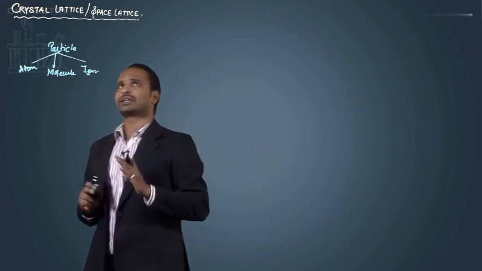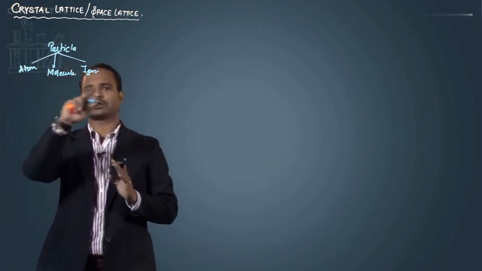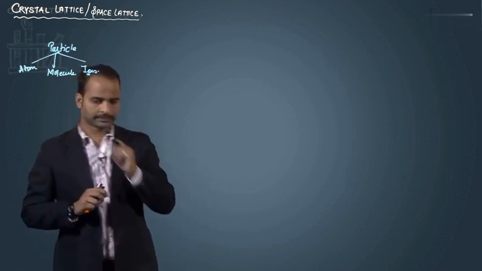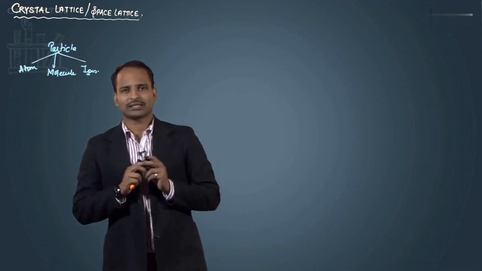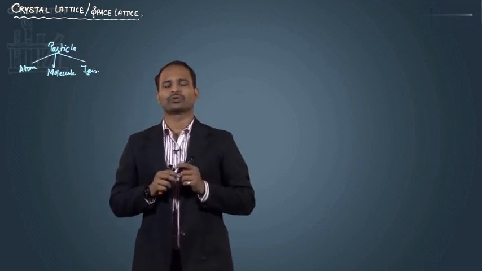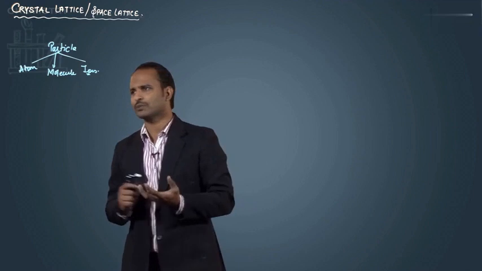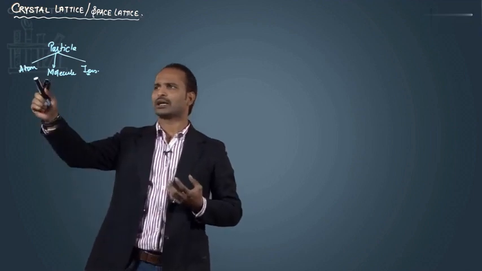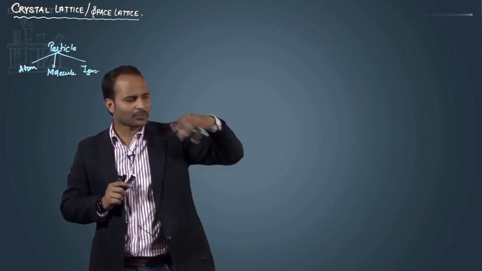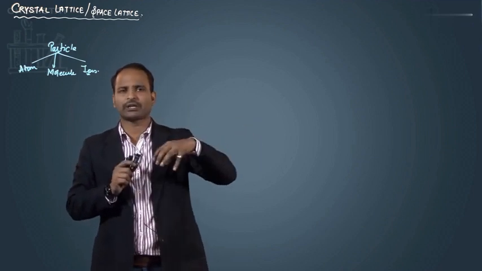Okay, so the crystal lattice or space lattice. Now what is a crystal lattice or space lattice? Suppose I have a solid and I want to know the shape or the arrangement of its particles. All the particles present in a solid are spherical in shape. Whether it is an atom, molecule, or ion, we consider the particles spherical, and those particles are placed properly in some definite order.